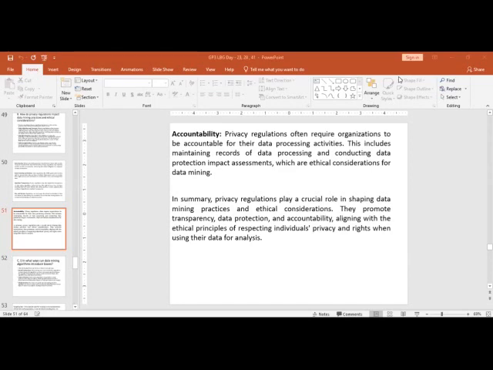In summary, privacy regulations play a crucial role in shaping data mining practices and ethical considerations, promoting transparency, data protection, and accountability, aligning with the ethical principles of respecting individuals' privacy and rights when using their data for analysis.